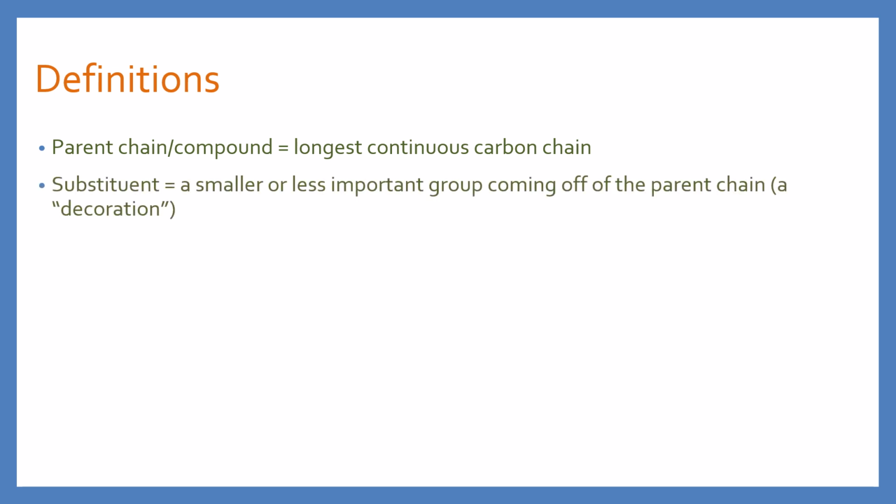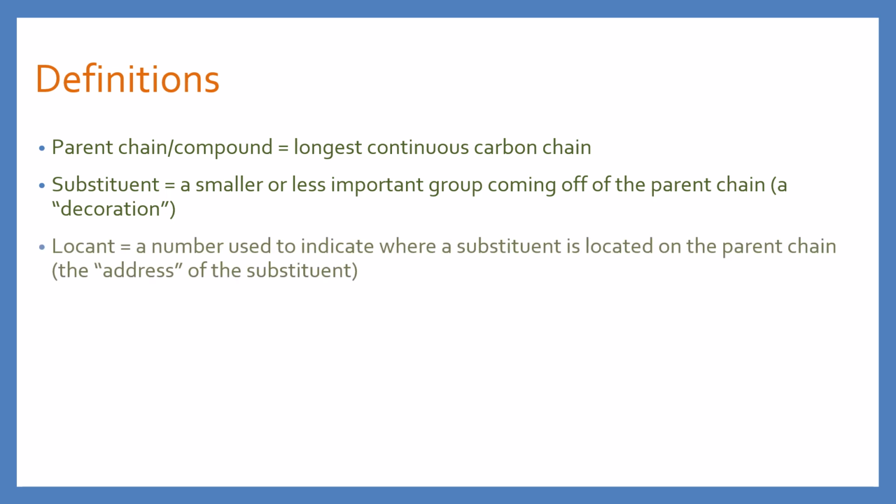Now, before we get into all of the official rules of IUPAC nomenclature, there are some words that we need to define just so we can have a clearer conversation. The first part is parent chain or compound. This always references the longest continuous carbon chain. A substituent is a smaller or less important group coming off of the parent chain. I will often refer to it as a decoration to help you remember that it's just coming off of something more important. The locant is a number used to indicate where a substituent is located on the parent chain. This is the so-called address of the substituent.